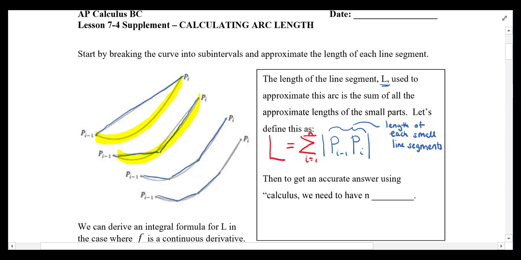Okay? But to get an accurate answer using the ideas of calculus here, we need to have what? We need to have a whole bunch of small line segments. How many? Well, we need to have n approach infinity. So really, L should be equal to the limit as n approaches infinity of the sum from i equals 1 to n of the length of each of those line segments. Okay?